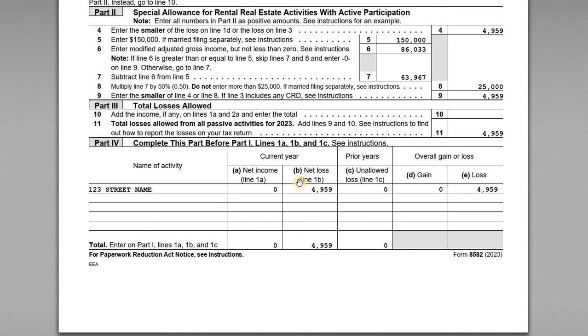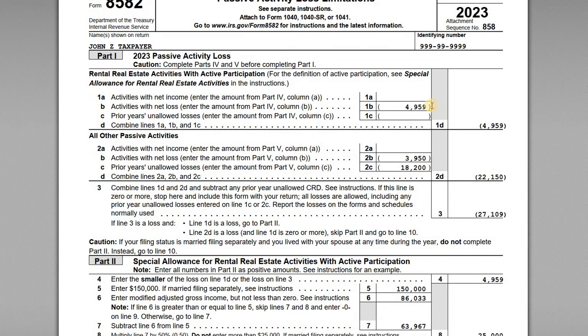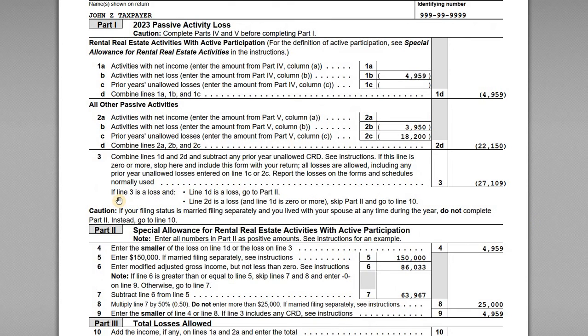Now, once you have the totals for the current and the prior years, we report these values back up in Part 1. So column B here is reported on line 1B, and so that flows through up here to line 1B. So now that Part 1 is completed, we've got a total losses of $27,109. Now the prompt here is if line 3 is a loss and line 1D is a loss, go to Part 2. So we've got line 1D is a loss, line 2D is also a loss.